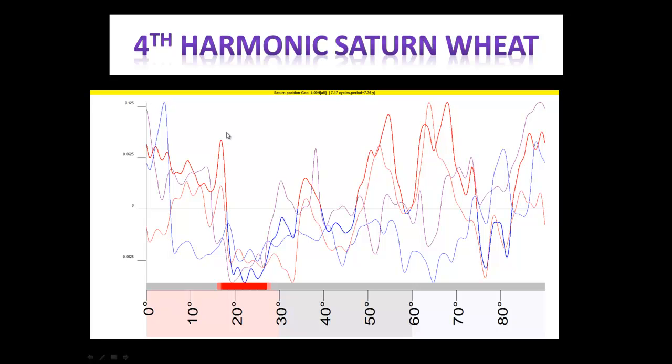For example, what I've plotted here is using Timing Solution. It's an amazing software that allows you to analyse data very quickly. If you had to do this by hand it would take you a long time, but you can push a button and it does all the work for you. What I've done here is looked at the fourth harmonic of Saturn on wheat. The data I had was just going back to 1959.